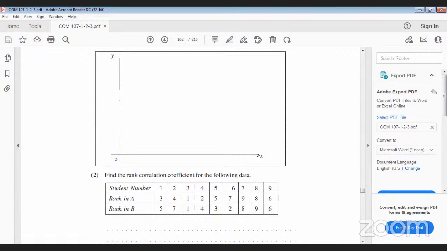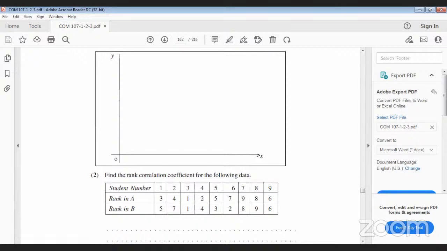Here D is equal to: we have to deduct 5 from 3, but we can't, so it has a minus sign. 3 minus 5 is equal to minus 2. 4 minus 7 is minus 3. 1 minus 1 is 0. 2 minus 4 is minus 2. 5 minus 3 is plus 2. 7 minus 5 is 2. 9 minus 8 is 1. 8 minus 9 is minus 1. 6 minus 6 is also 0.